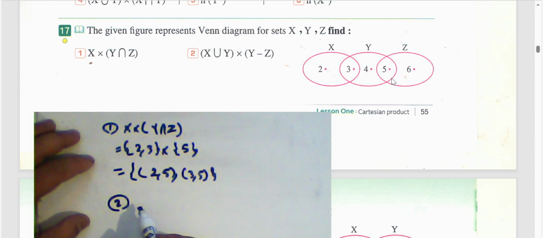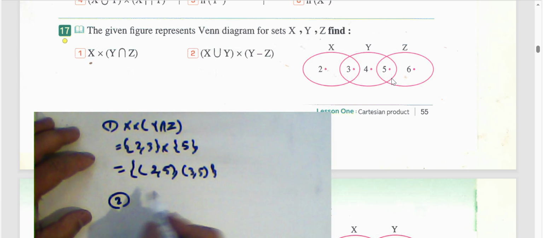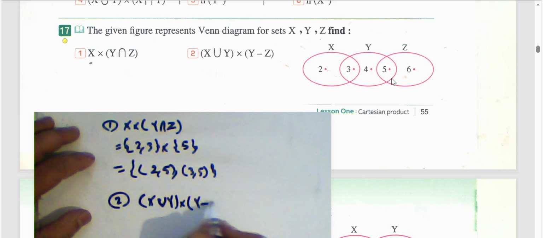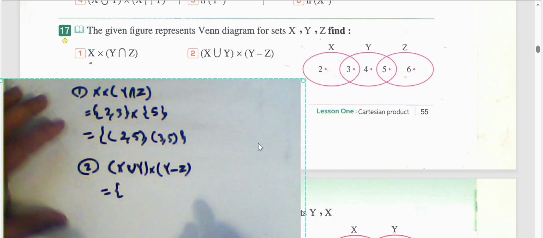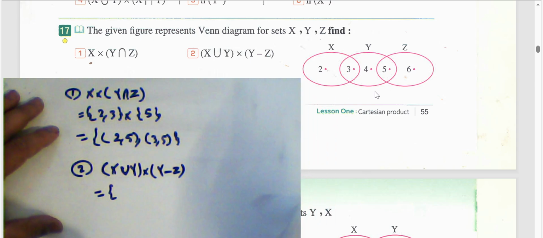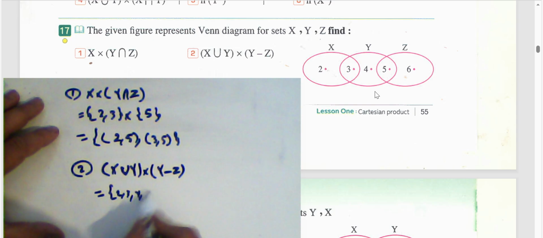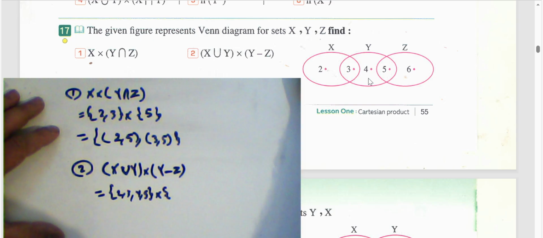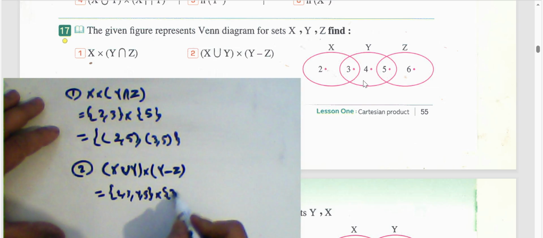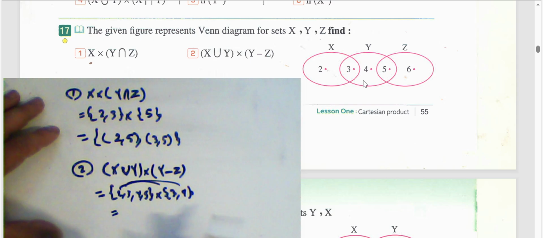Number 2, x union y Cartesian product by y minus z. Then we can find the union between x and y. X and y we have 2, 3, 4, 5, and y difference z, the elements in y not in z, we have 3 and 4. You can complete it, okay, distributive, and find the order in the solution.